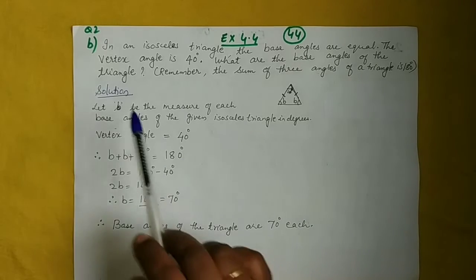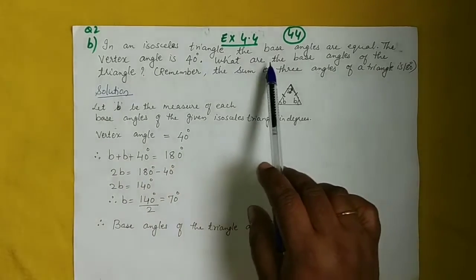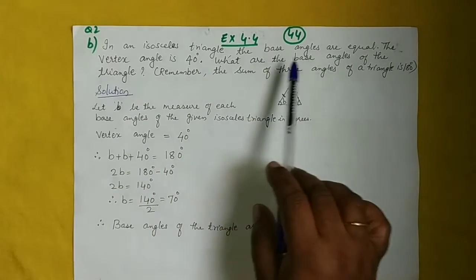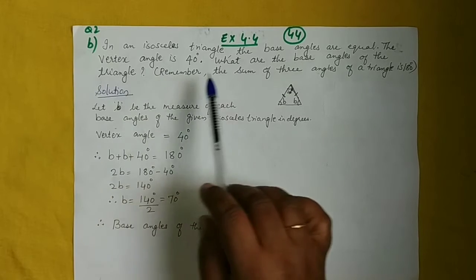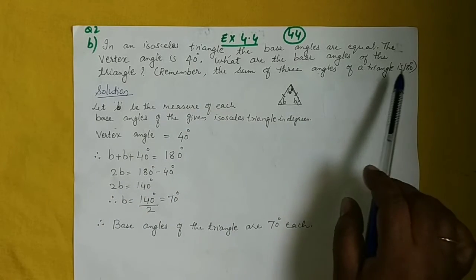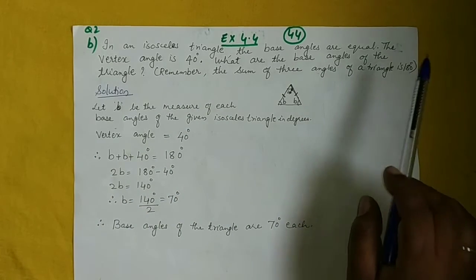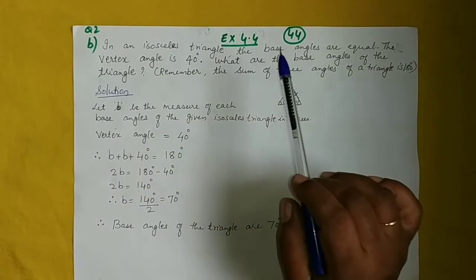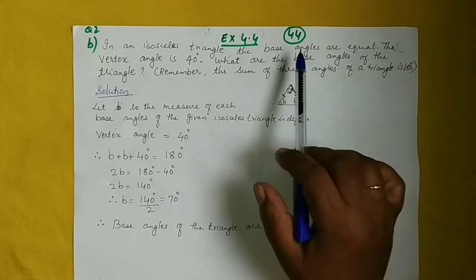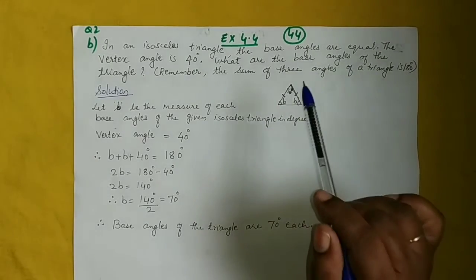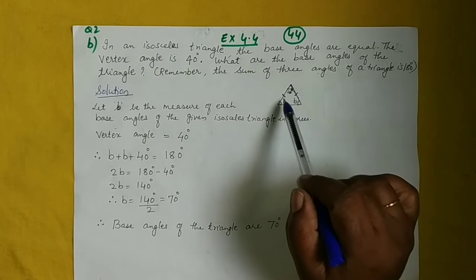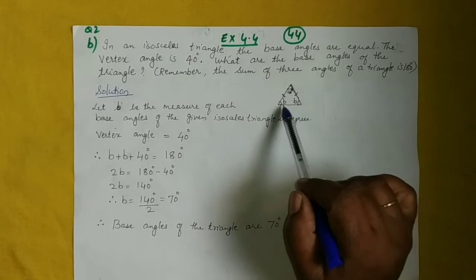Now, question number 2b. In an isosceles triangle, the base angles are equal. The vertex angle is 40 degree. What are the base angles of the triangle? Remember, the sum of three angles of a triangle is 180 degree. What is given? The triangle is isosceles triangle. That means two sides are equal. And the base angles are equal. What is meant by base angles? The angles opposite to equal sides. Okay, those are base angles.